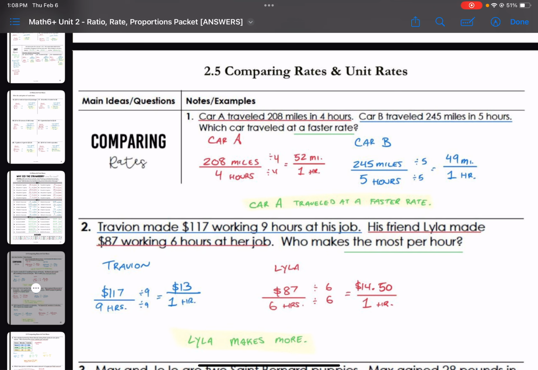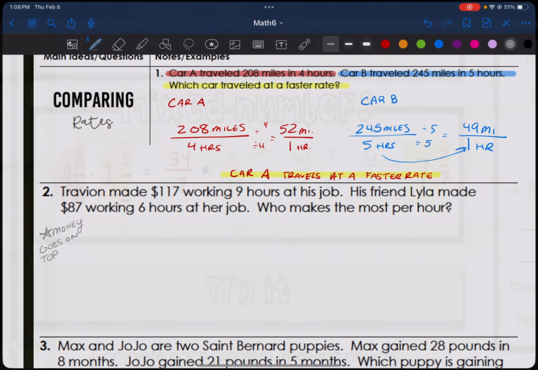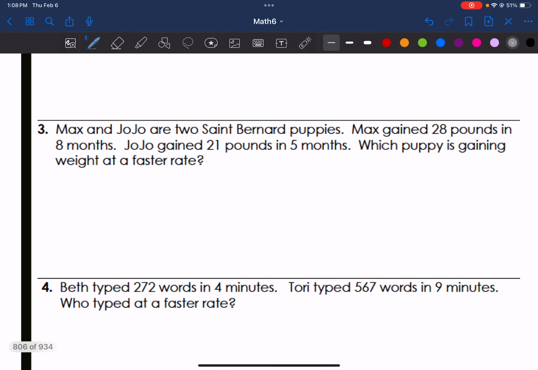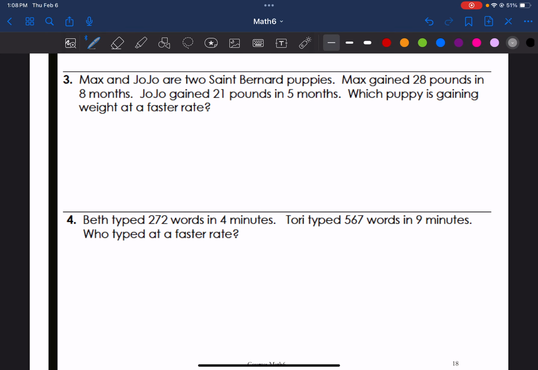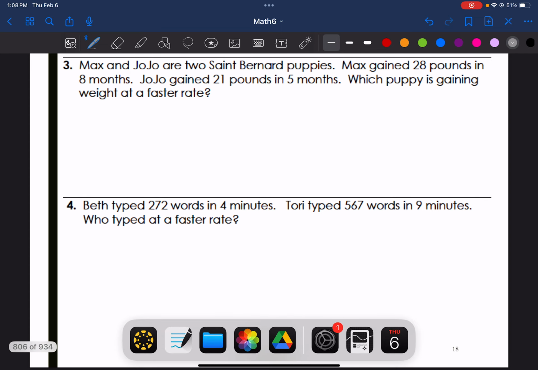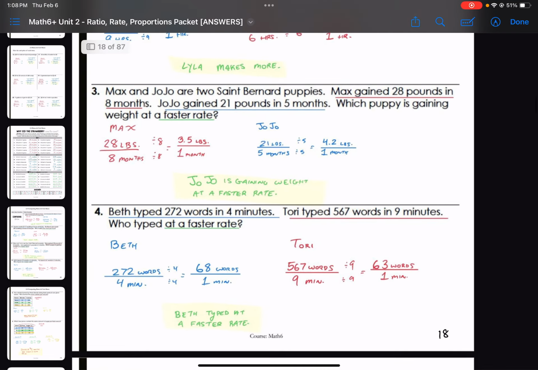Another way that we can compare rates is when we're given a table. So let's go to the next page. You can also take the time to finish this page. So if you want to pause the video, finish problem numbers 3 and 4. Pause the video here before I show you the answers. Now that you did those, here are the answers. And let's move on to page 19.